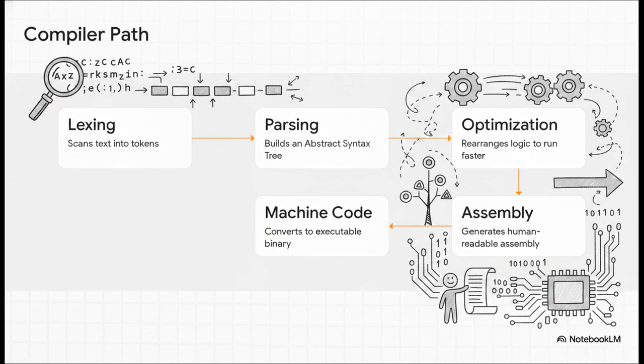It's a highly structured, multi-pass journey that happens long before your program ever executes. First up is lexical analysis, where the compiler scans your text character by character just to create meaningful tokens. Then comes parsing, which organizes those tokens into an abstract syntax tree to capture the grammatical relationships. Next, it runs optimization passes. This is where it cleverly rearranges your logic to run faster without changing its actual output. Finally, it generates human-readable assembly code right before an assembler converts the whole thing into pure executable machine code. Because all this heavy lifting is totally finished up front, compiled languages run incredibly fast.